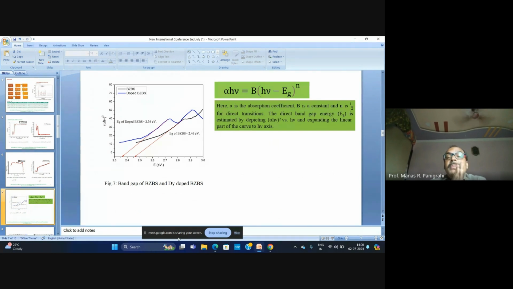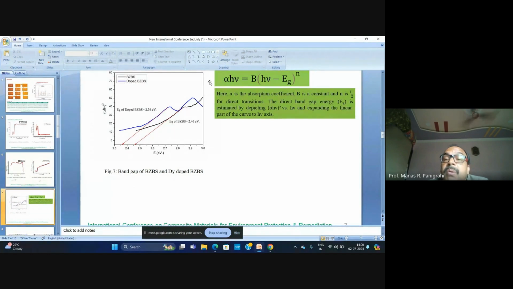Similarly, in order to find out the band gap, we have used this formula, and I elongated the linear portion, which touches the energy axis at a particular point. For this undoped one, it is 2.46 electron volt, and for doped, it is 2.36 electron volt. So there is a variation of 0.1 electron volt of band gap, and this is actually a large band gap material, so highly suitable for photocatalytic activities or solar cell fabrication.